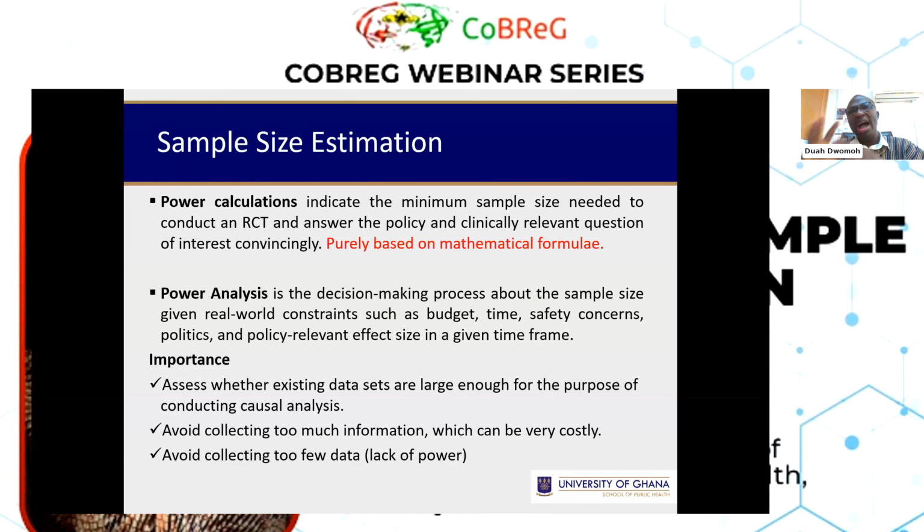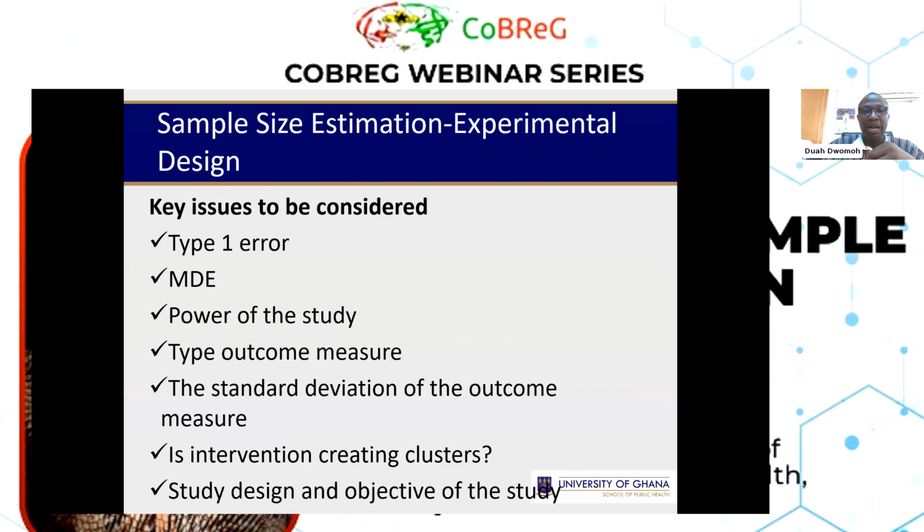Okay. Why do we do sample size estimation? One is to avoid collecting too much information, and that will be very expensive to do. And then the other is to avoid collecting too few, because then your study will be underpowered. Once your study is underpowered, even if there is a significant effect of the intervention on the outcome measure of interest, your study design will not be in a position to see that effect. And that is the more reason why we do power analysis and power calculation.